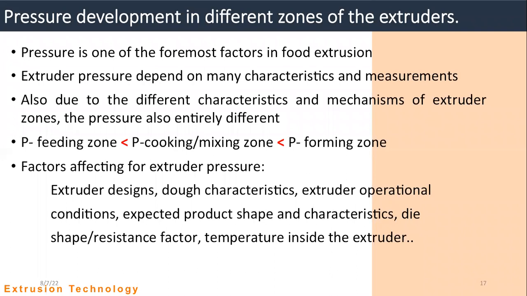Basically pressure increases, then at the end, close to the die, the pressure is very high, right? How does the pressure change? Initially it is very low, then there is a pressure, and close to the die the pressure is very high.